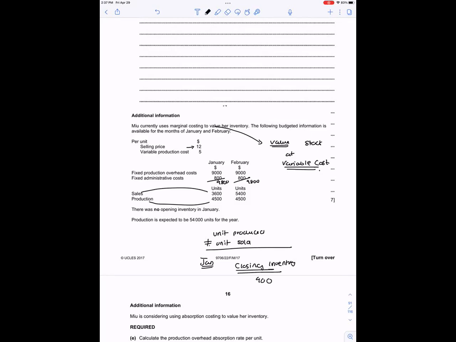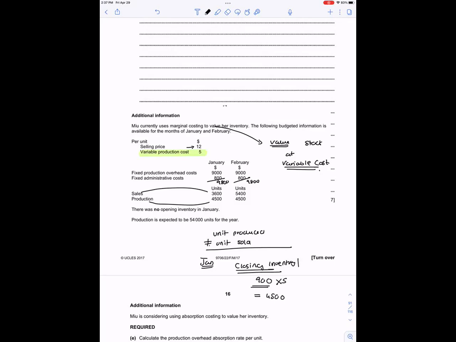Can you all tell me how will you value this closing inventory? Which cost? The variable production cost. What is the variable production cost? $5. So my closing inventory for Jan would be 900 into 5. That becomes how much? 4,500. Are you with me?